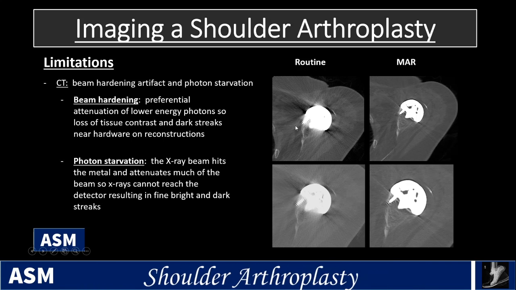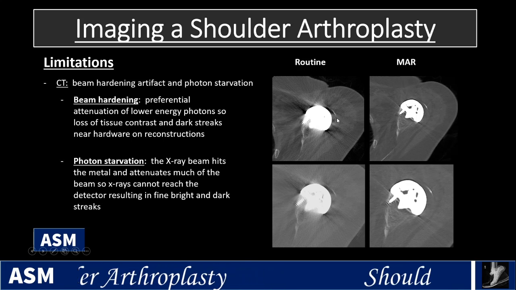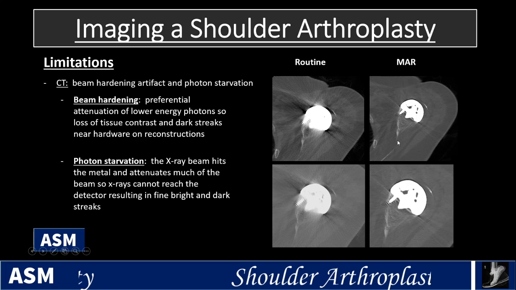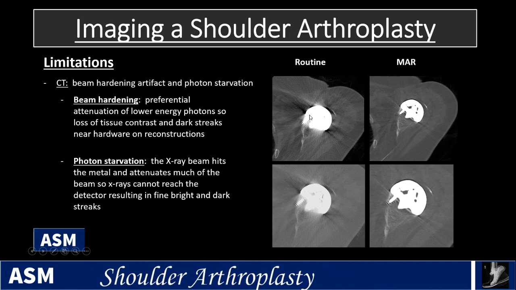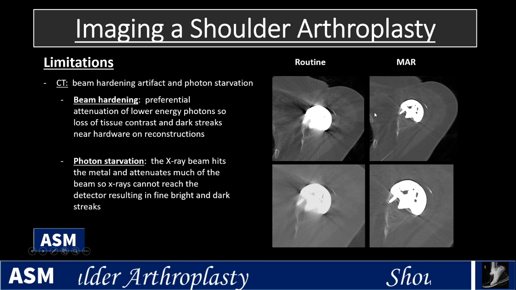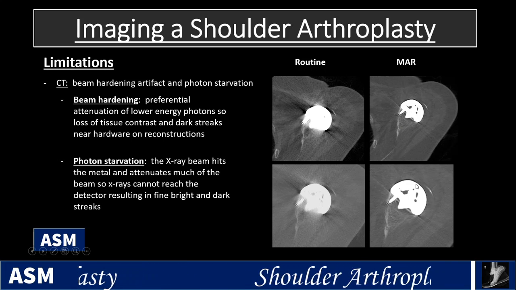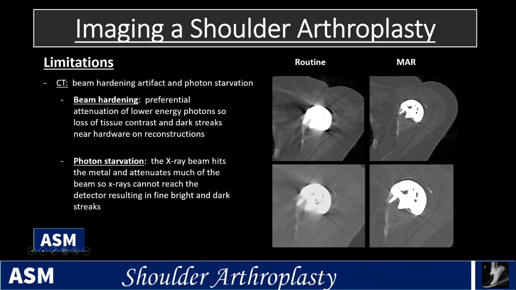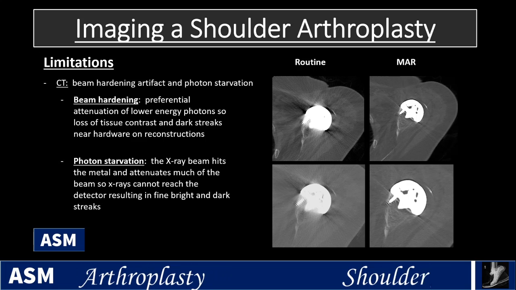So here's the source bone algorithm CT, and you see all these streaks going out from all over the periphery of this implant. You can see the MAR really cleans that up quite a bit. These are the same levels here. You can't really see the interface between the hardware, the base plate, and the native glenoid, whereas you can on the MAR. You see a little bit more of that internal architecture, but one of the problems is the artifacts that the MAR generates, and you can see an example of that here.